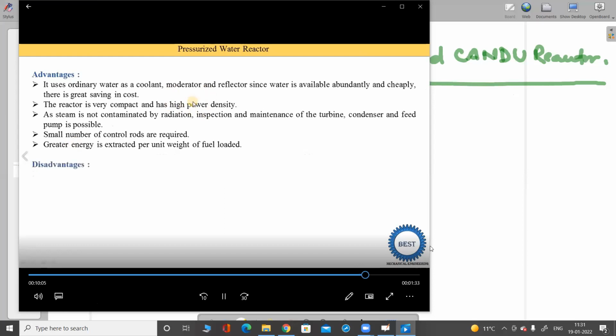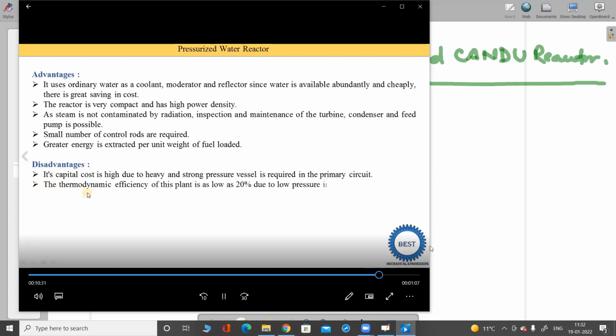Now the last topic is the disadvantages. First disadvantage, its capital cost is high, due to heavy and strong pressure vessels required in the primary circuit. In the primary circuit the pressure is high, 130 to 150 bar. We need to completely seal the primary circuit because it has the radioactive parts. That's why the capital cost is increased.